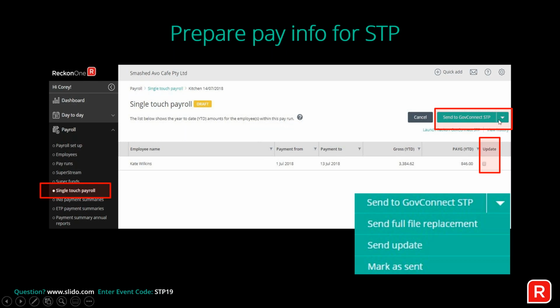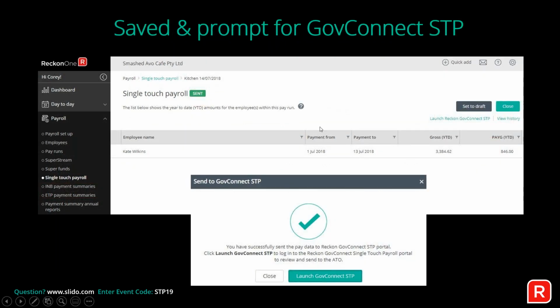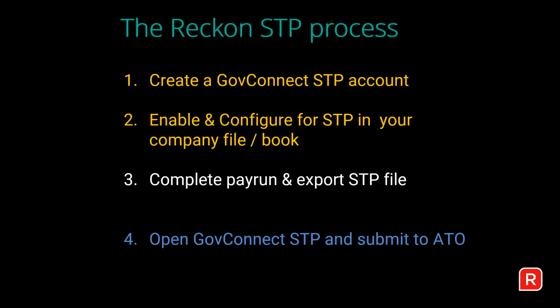The drop down arrow next to Send to GovConnect will give you an opportunity to use some of the other send through methods like full file replacement and an update. But to prepare this information for STP, just click on Send to GovConnect. You'll be told that the saving has been successful, and you'll be invited to launch GovConnect. So just click the green button. So we've completed step 3, and our last step is now just to open GovConnect, view the information if we want to, and submit to the ATO.